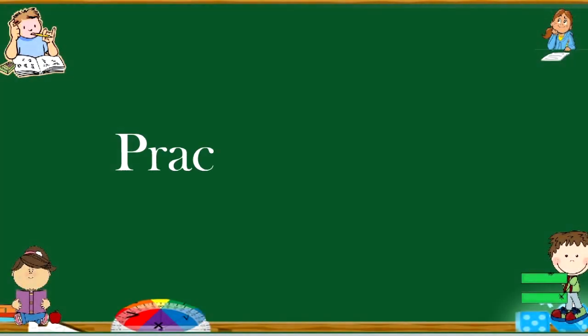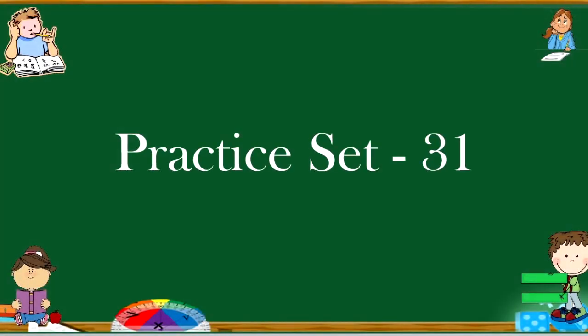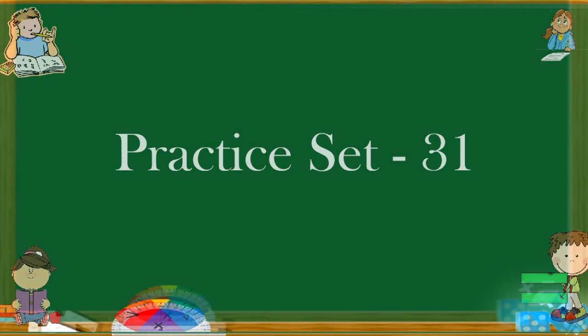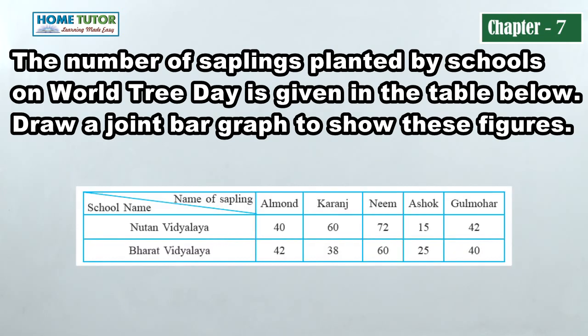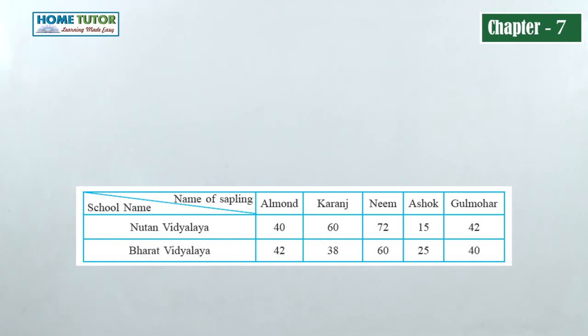Now let's start with practice set number 31. First question है, the number of saplings planted by the school on World Tree Day is given in the table below. Draw a joint bar graph to show this figure. The question is represented by this table. Using the data given, we will draw a joint bar graph.